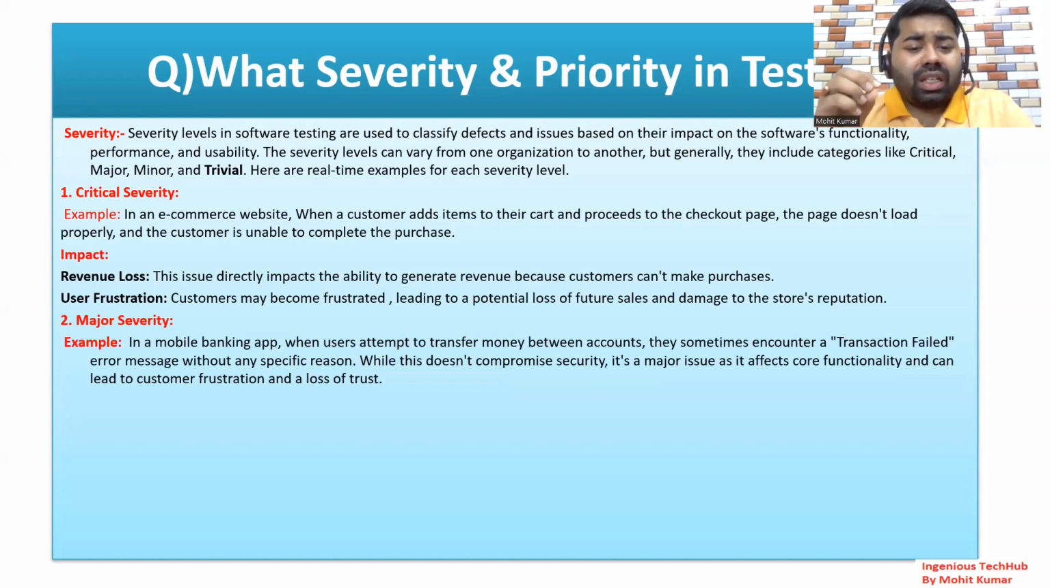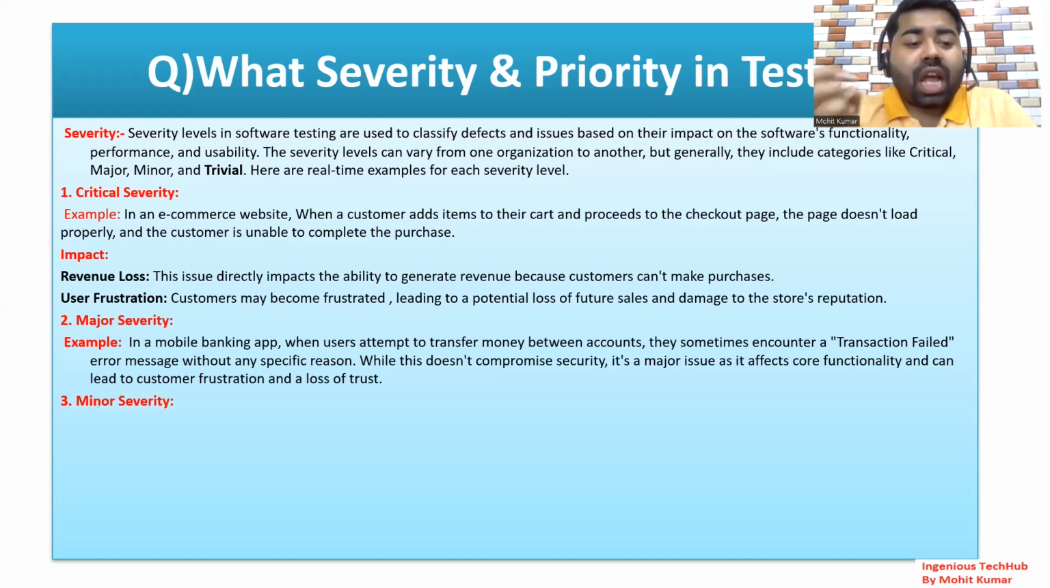While this does not compromise security, it's a major issue as it affects core functionality and can lead to customer frustration and loss of trust. So this is another example of major severity. You can try to correlate with this example how much impact it is having.